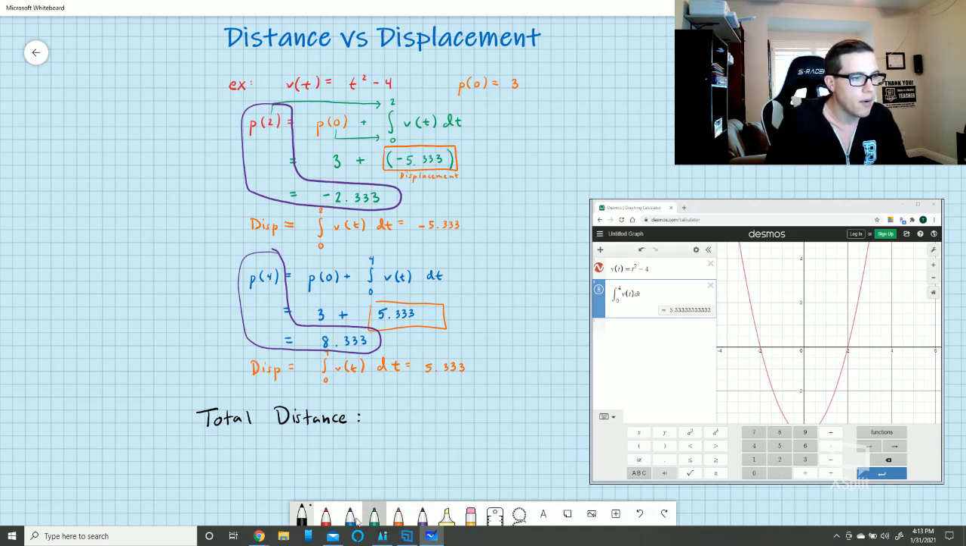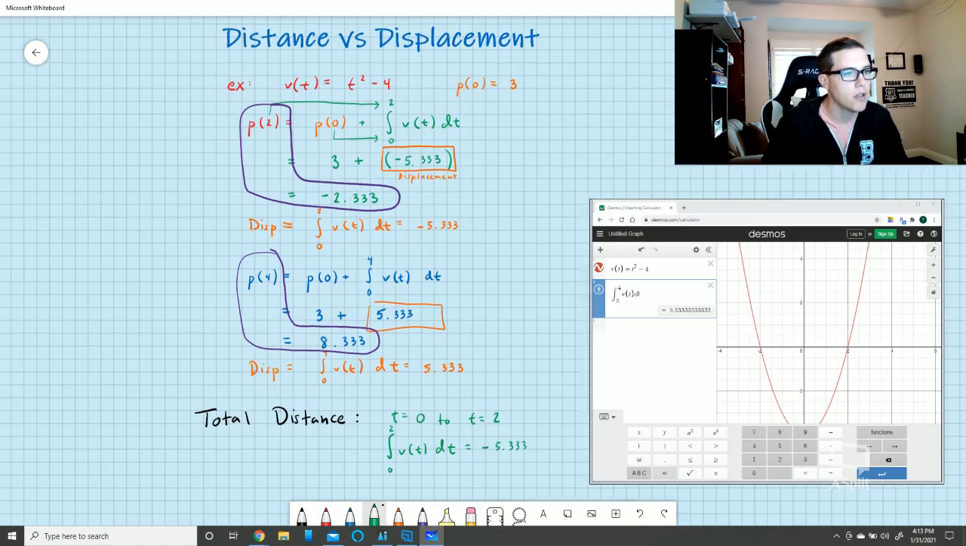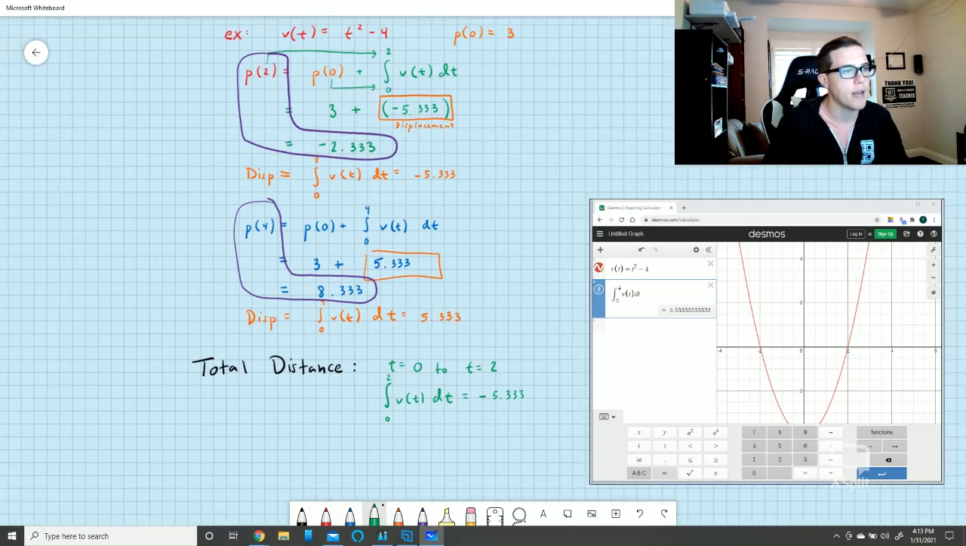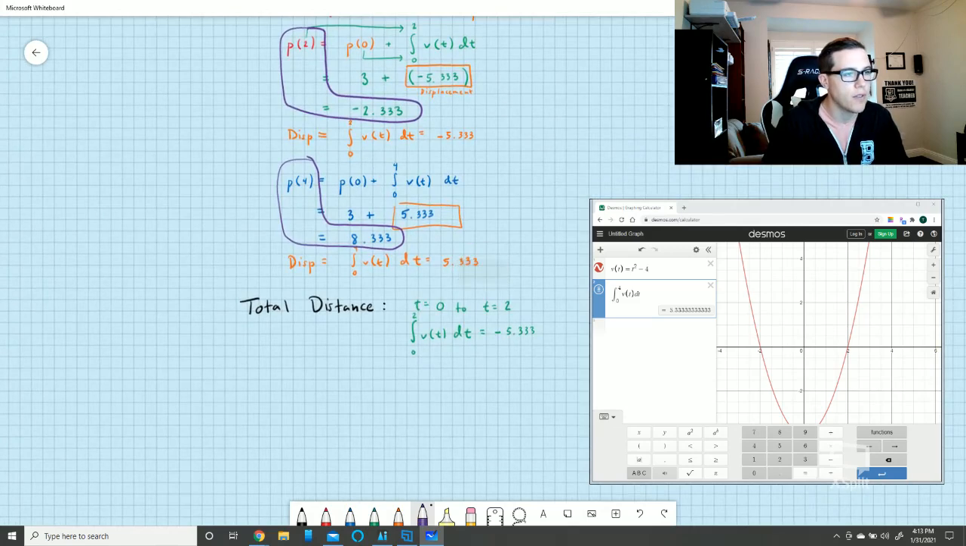You could think about what happened from t equals 0 to t equals 2. You could talk about how far I went during that time period. So from 0 to 2, the integral of v of t dt. What happened during that time period? Well, I took negative 5.333 steps backwards. So I traveled 5.33 steps. And you could do the same thing, and this is what I thought I was doing last time, which is why I got confused.